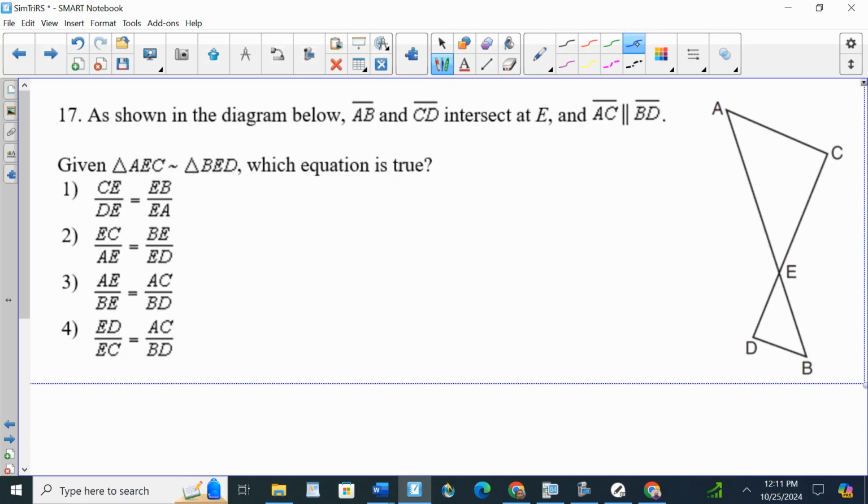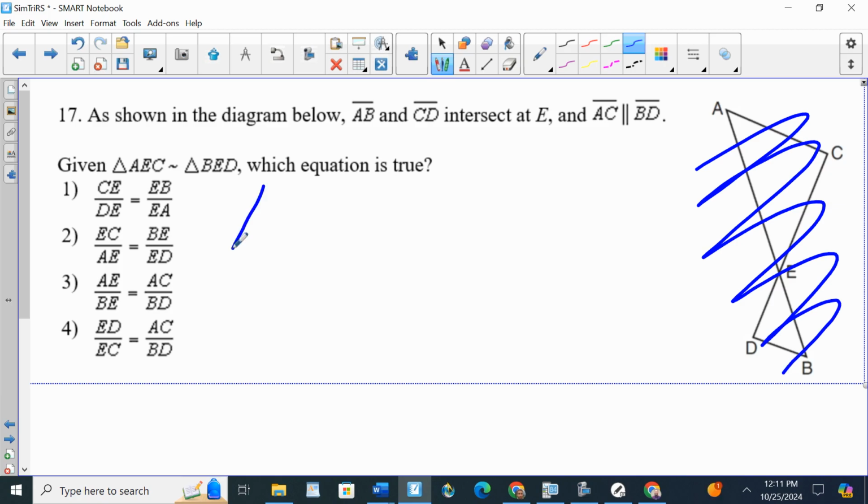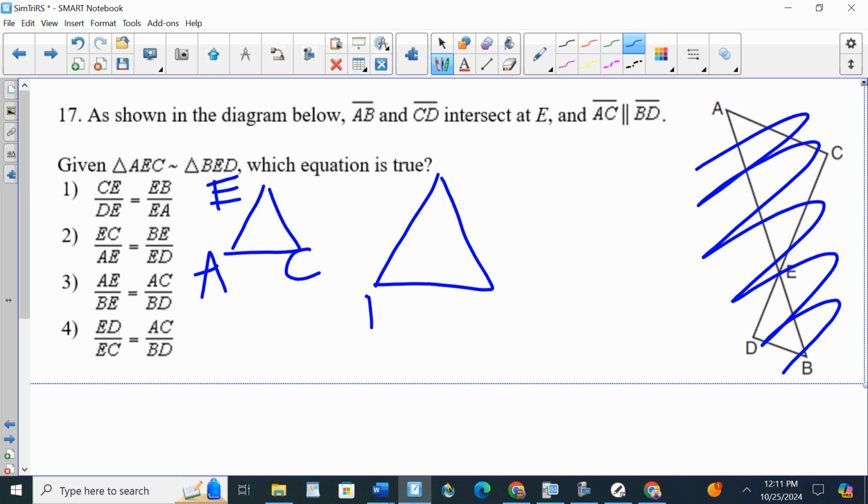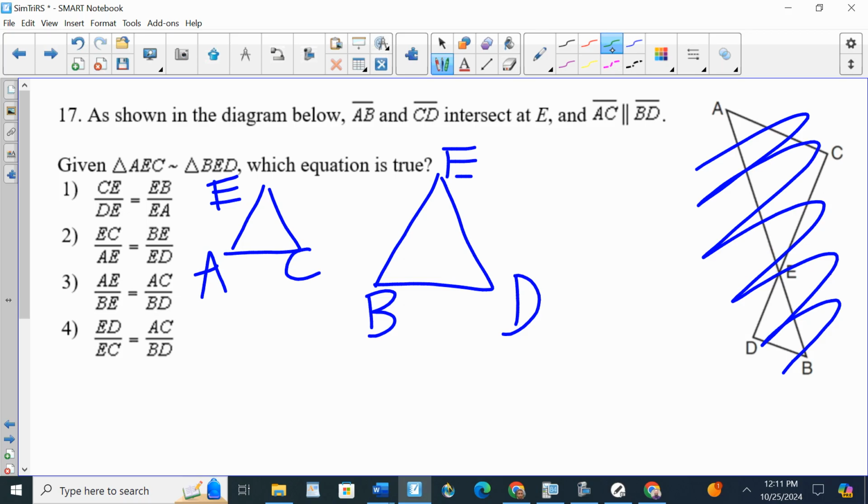Determining if a proportion is true. I do not like these pictures, so I'm going to get rid of them. I'm going to draw my own triangles. I'm going to draw my own A, E, C, and B, E, D. And to determine if a proportion is true, I am going to circle the letters horizontally and vertically. One direction should correspond. One should be in the same triangle.